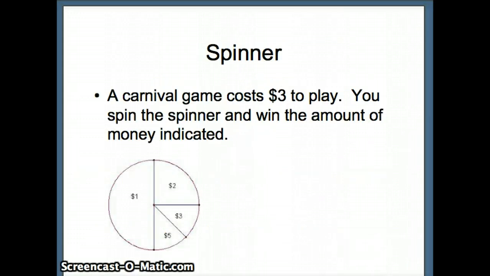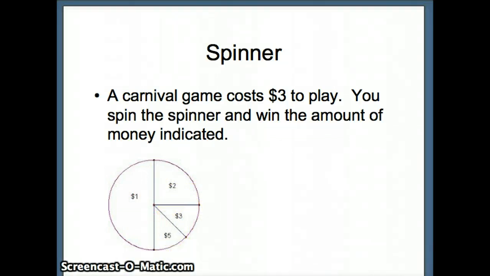Now we're going to look at a spinner. So imagine there's a carnival game that costs $3 to play. You spin the spinner and then win the amount of money indicated. Now looking at the spinner, it looks like $1 shows up half the time. It looks like $2 shows up a quarter of the time. $3 and $5 each show up an eighth.